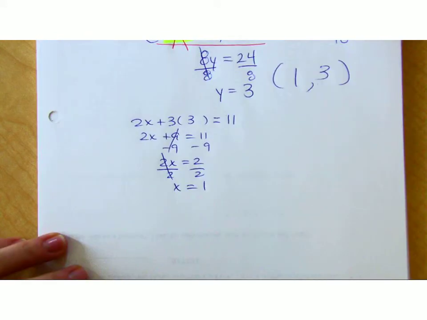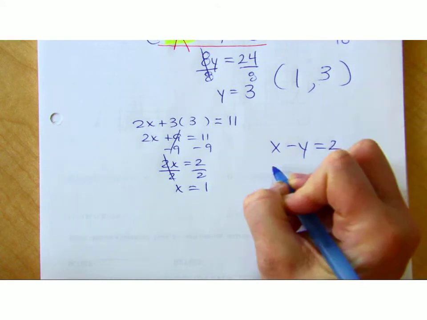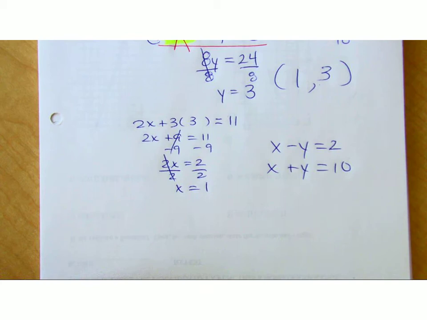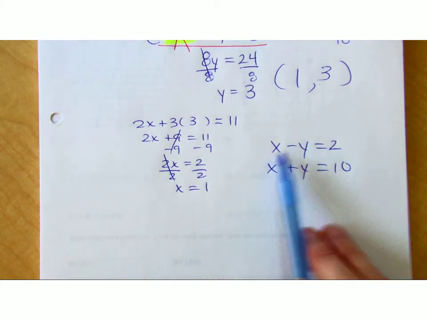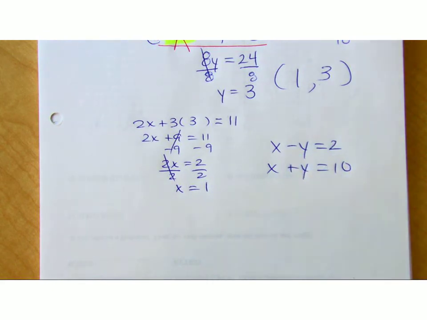So you know what to do now. If you have an equation like this, x minus y equals 2, x plus y equals 10. Before today, you would probably go, I'm going to solve this equation for x. I'll add y to both sides. I'll plug it in the other equation. Heck no.